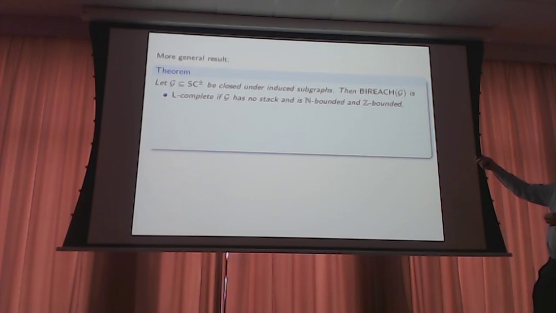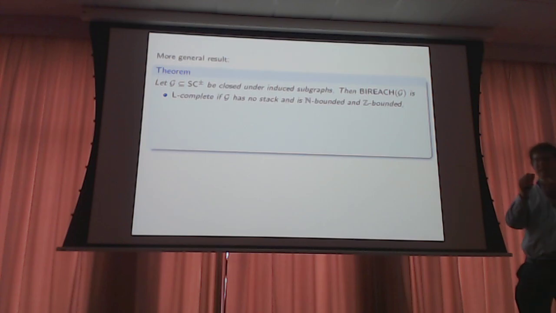And it is n-bounded and z-bounded. So in other words, there's only a fixed number of VAS counters and a fixed number of integer counters. Then it's L-complete. And this, for example, uses Reingold's result.